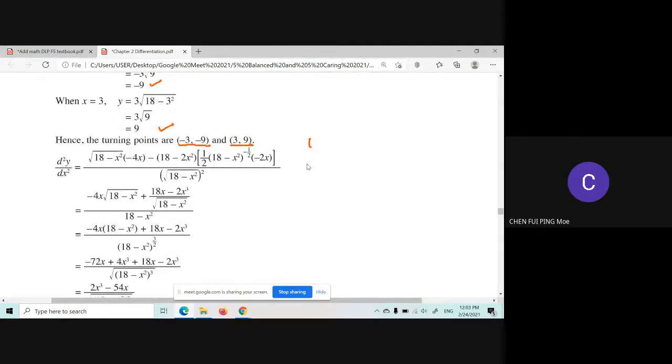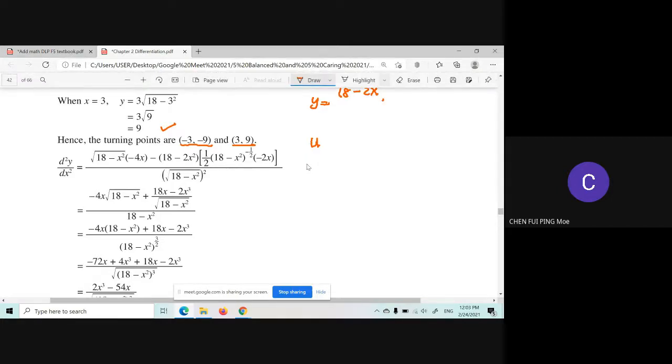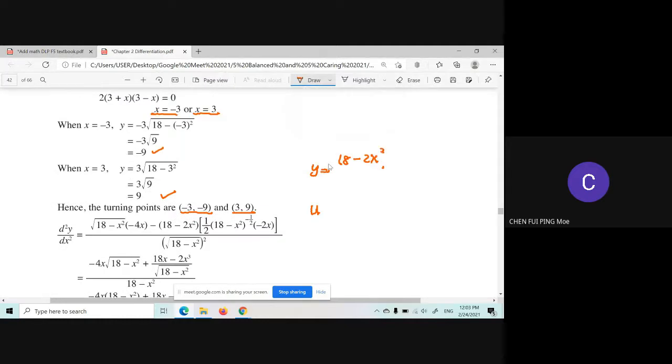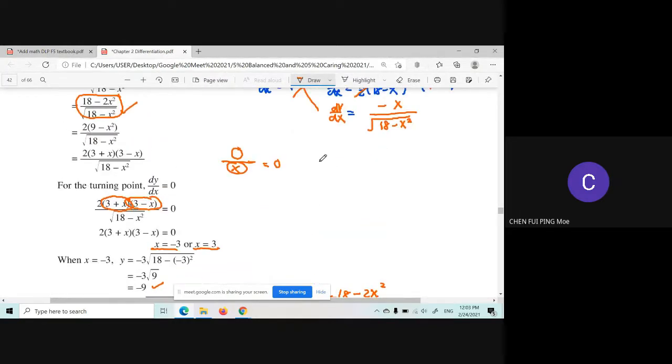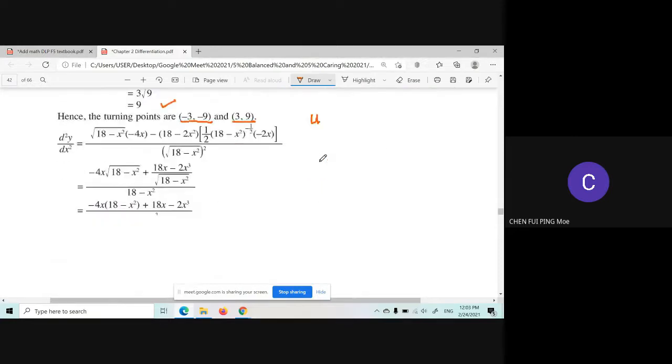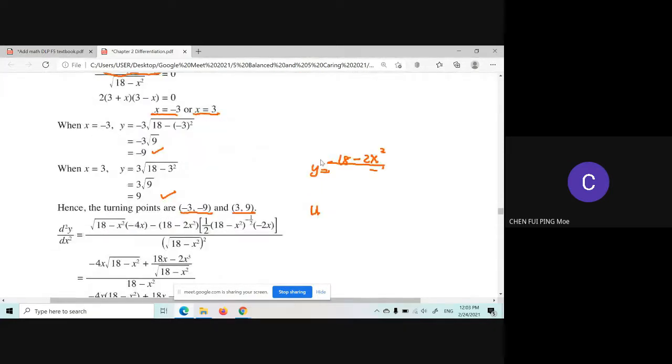So u, y equals to 18 minus 2x squared over, this one a bit longer, the step, square root 18 minus x squared, square root 18 minus x squared. So from here, this is quotient rule. So u equals to 18 minus 2x squared. So v is 18 minus x squared power 1 over 2.